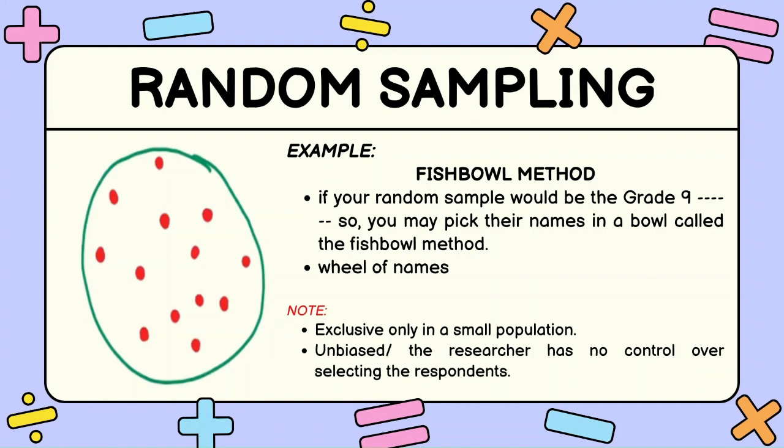Okay. So here is the illustration. As you notice, everyone in this circle illustration has an equal chance of being selected as a participant in your study. Okay, that is simple random sampling.